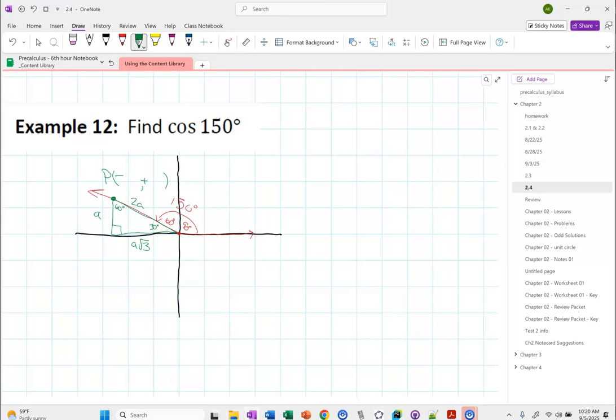Everybody so far so good? Now I'm going to do something unusual here because these side lengths of this right triangle aren't really side lengths. They're coordinates for that point. So to get to that point, we went left on the x-axis. So really that's a negative side length.